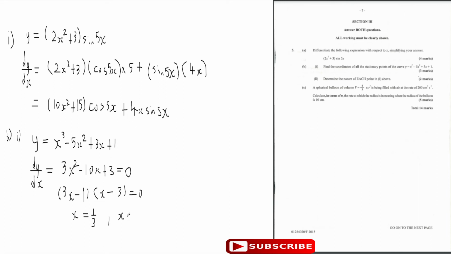So now we need to find the value for y. To find the corresponding value for y, we plug 1 over 3 into the original equation. Plugging 1 over 3 into the original equation, we're getting 1 over 3 cubed minus 5 times 1 over 3 squared plus 3 times 1 over 3 plus 1. And so we get 1 and 13 over 27, which is 40 over 27. So y is 40 over 27.